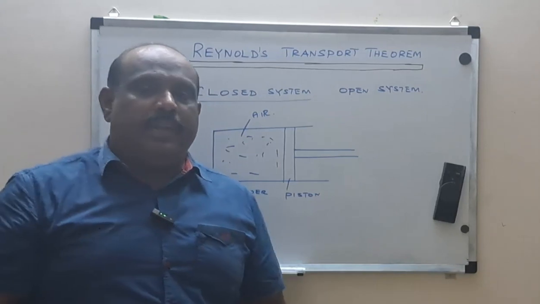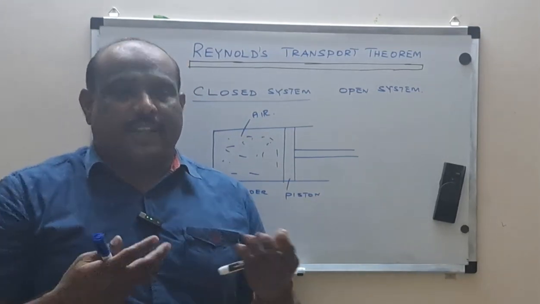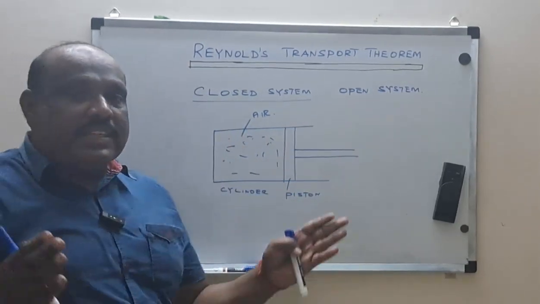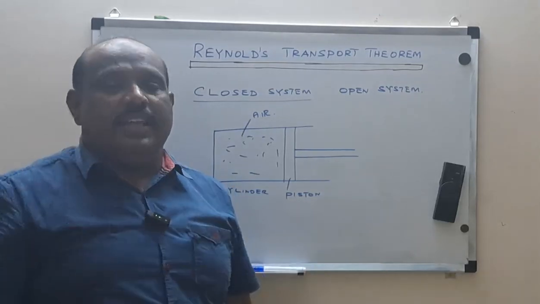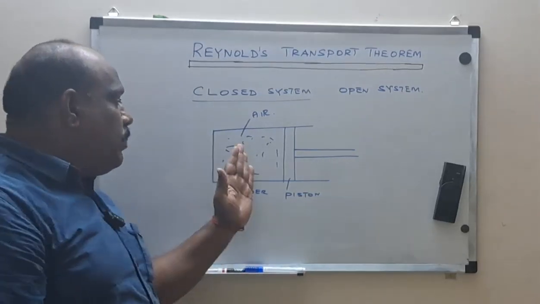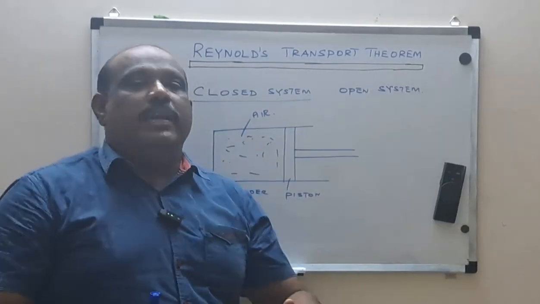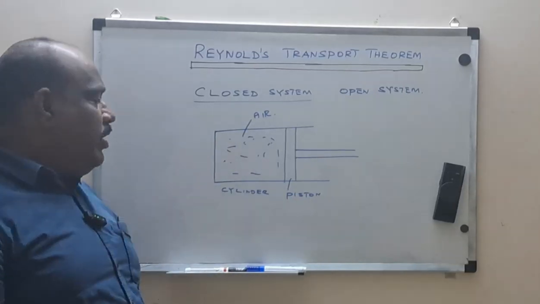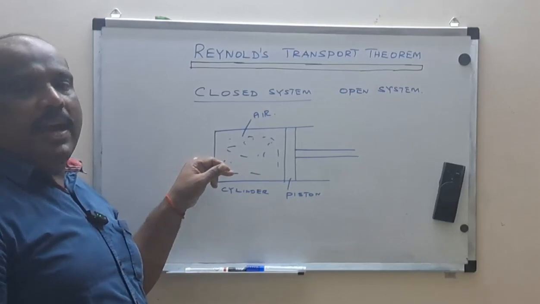But suppose I don't want to apply the energy transfer in the form of heat. I want to apply it in the form of work. Then you move this piston inside. It is compressing the air, and energy transfer is taking place into the system. When I move the piston outwards, work is done by the air on the piston. That is also energy transfer.